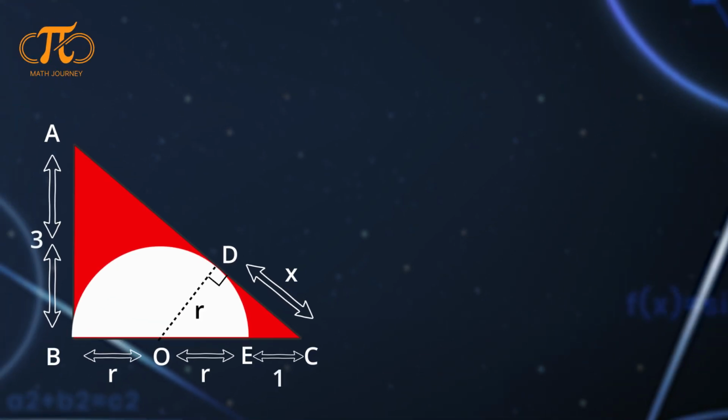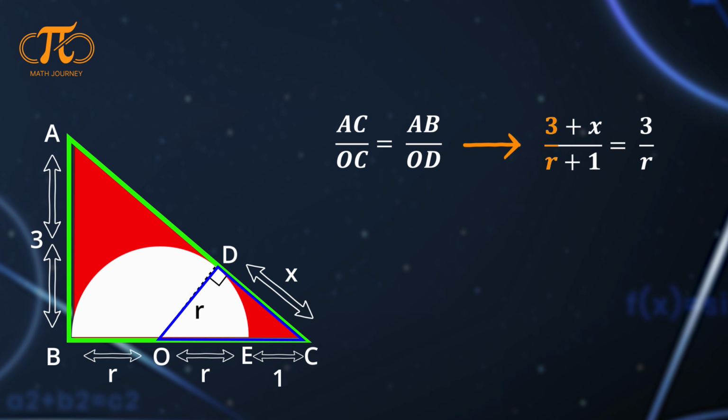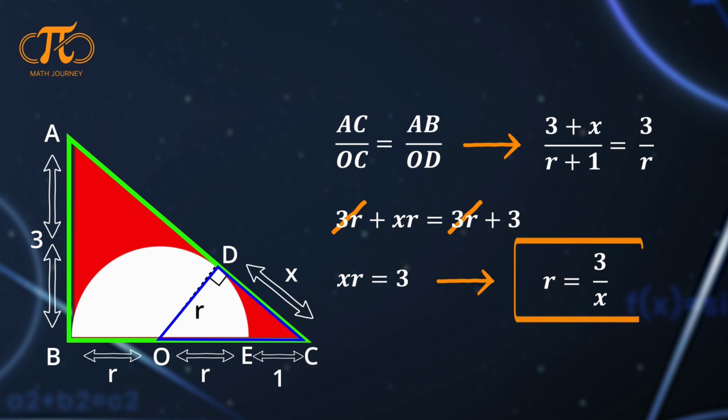Now, here's where it gets fun. We can see that triangles ABC and ODC are similar, because they are both right-angled and share angle ACB. So, we can set up a proportion here. According to the properties of similar triangles, we have AC divided by OC equals AB divided by OD. Or in other words, (3 + x) divided by (r + 1) equals 3 divided by r. Solving this proportion will give that r equals 3 divided by x. Let's call this equation 2.